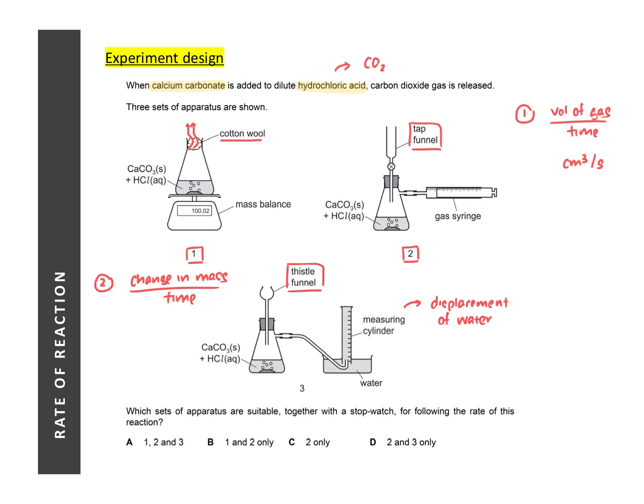Now a thistle funnel, as the diagram shows, does not have a tap. So there isn't a tap over here, meaning it is open. When a gas is produced, the gas can actually escape from this opening as well. So that is the flaw in this experimental design. Even though displacement of water is an acceptable gas collection method for carbon dioxide, in this setup, the thistle funnel should be replaced with a tap funnel if we were to use this method. So for this question, the answer is B, 1 and 2 only.